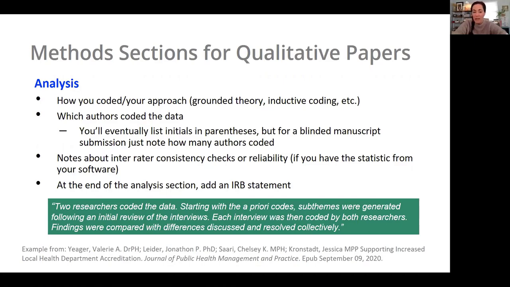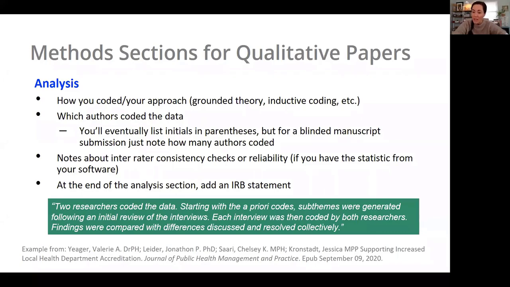At the end of your analysis section, you'll want to add an IRB statement. Sometimes an IRB statement will be that IRB wasn't required. If, say, for example, you're conducting organizational research and you're asking people their opinion about the use of a new program or their perceived benefits of a new intervention, if it doesn't have the potential of human risk involved in your study, your IRB will probably deem that work exempt.